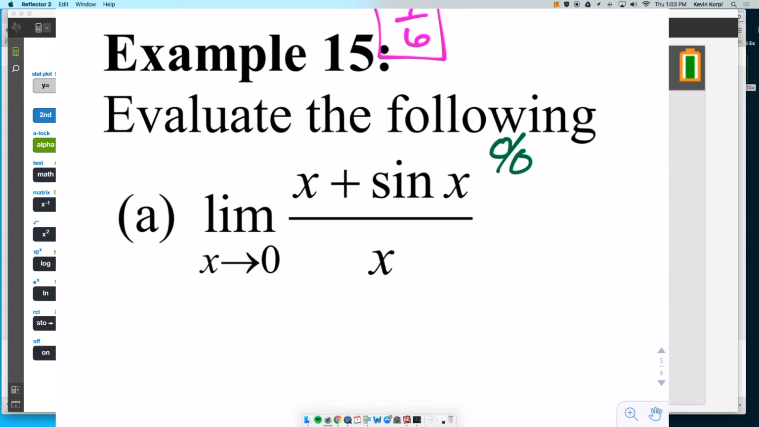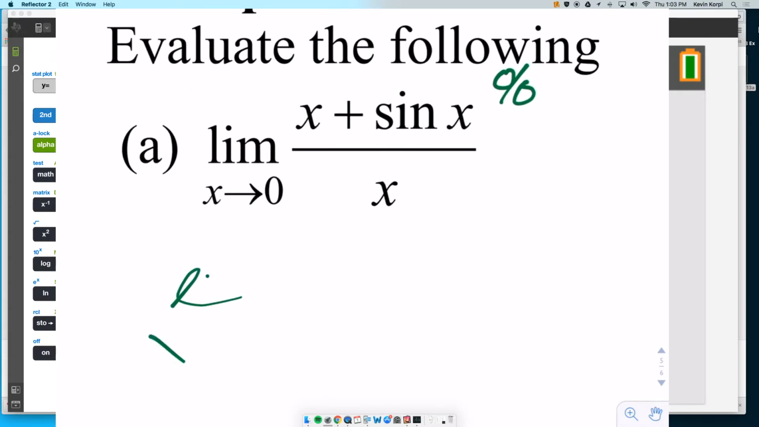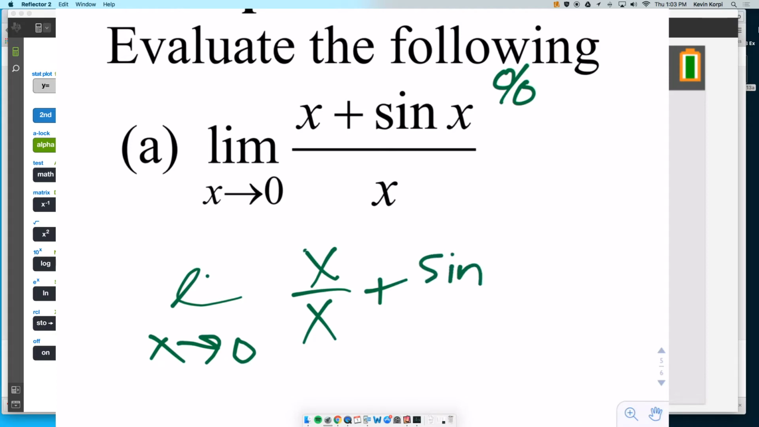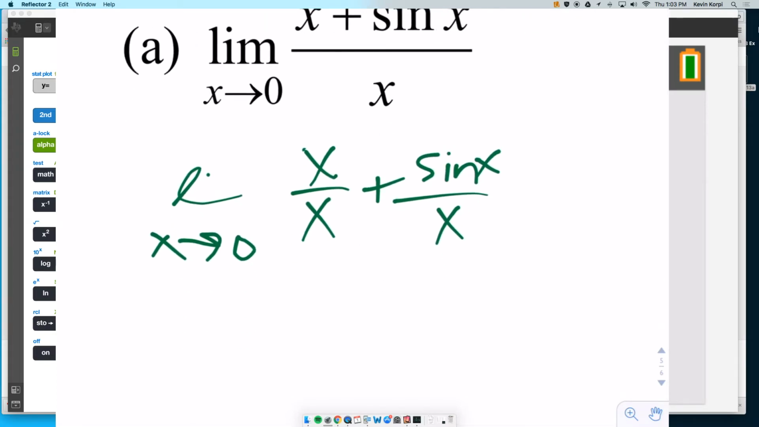Clever what? There you go. Separate. That's the deal. One of the strategies all year long, you can separate numerators easily. Put each term over the denominator. So write the limit first, get it out of the way. We'll come back at the end. x over x plus sine of x over x.